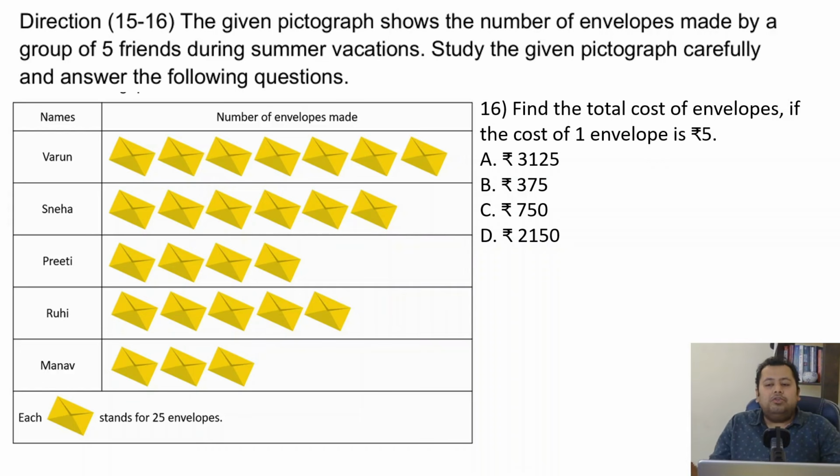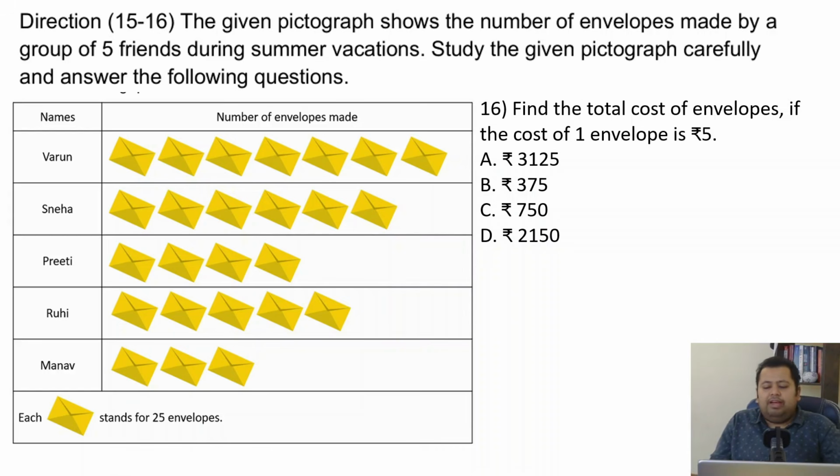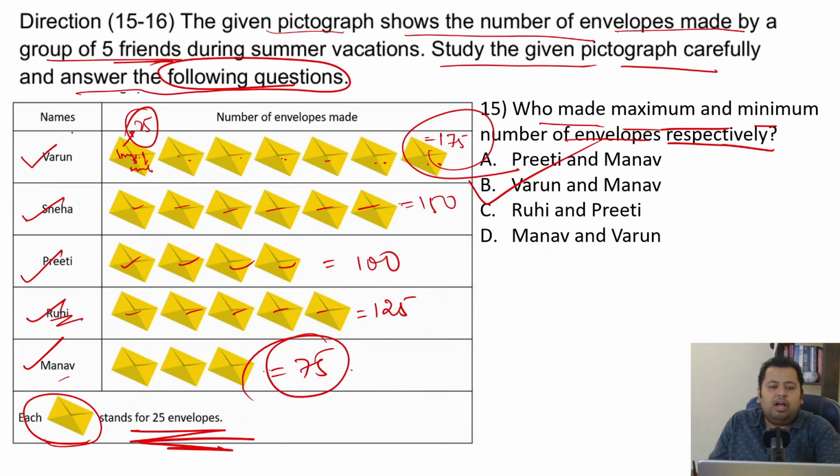Find the total cost of envelopes if the cost of one envelope is rupees 5. Again, it's just a multiplication thing. Do it yourself and then look at the answer. Great. We have already found out how many envelopes were made, so let's add them. Varun made 175, Sneha made 150, Preeti made 100, Ruhi made 125, and Manav made 75.